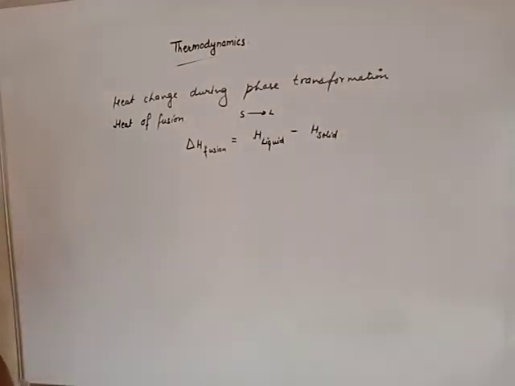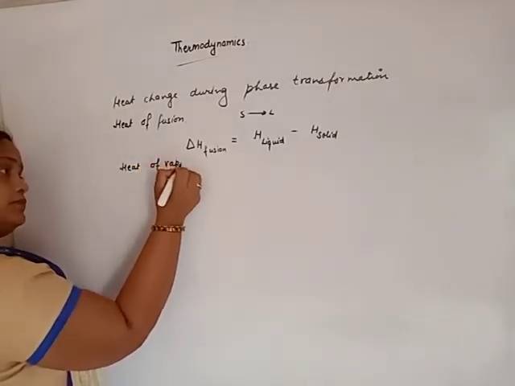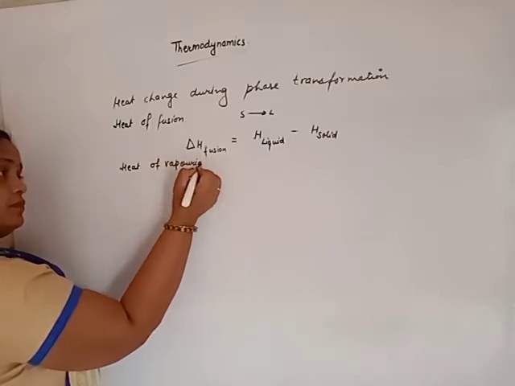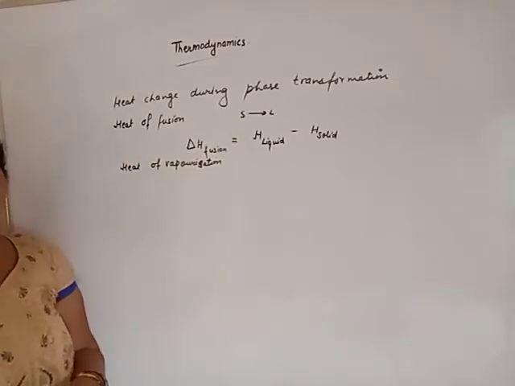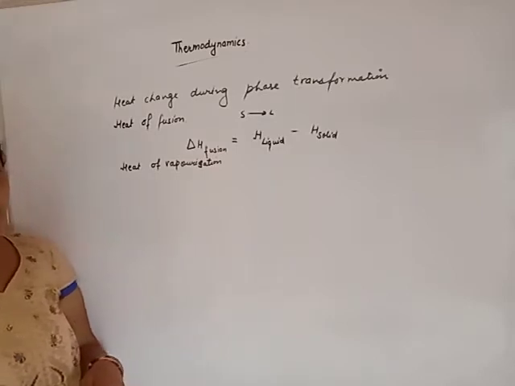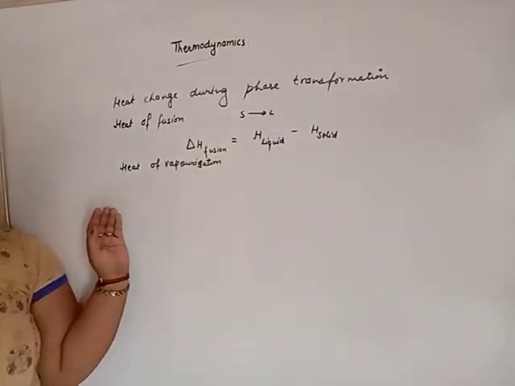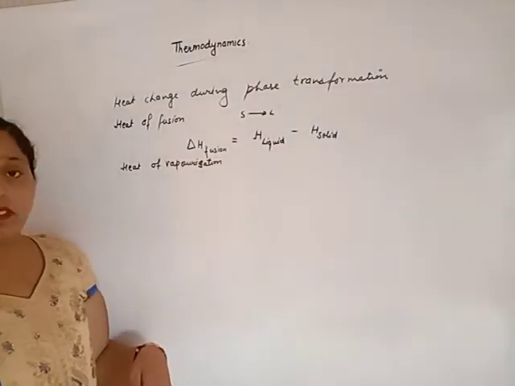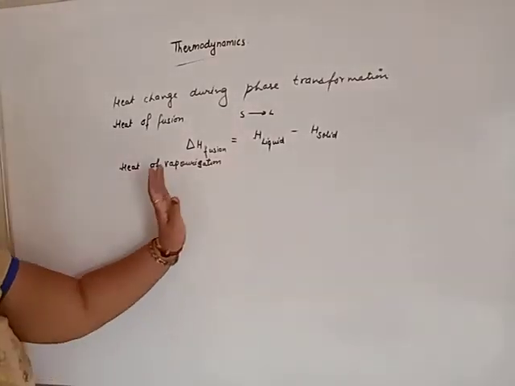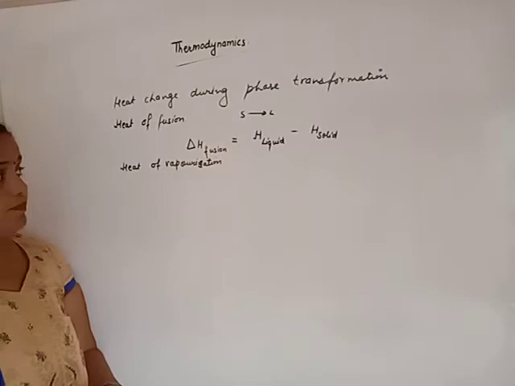For heat of vaporization, it is the amount of heat change or energy change when 1 mole of liquid changes into vapors at its boiling point, or vice versa. So liquid to gas or vice versa at its boiling point is known as heat of vaporization. Same, delta H is equal to delta H of gas minus delta H of liquid.